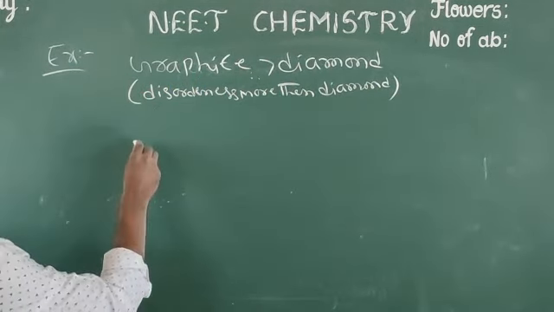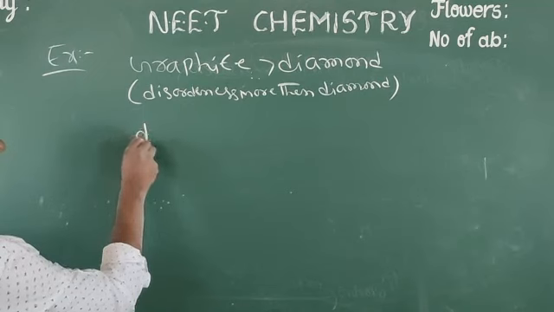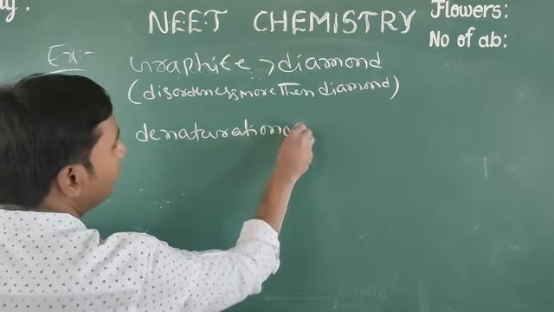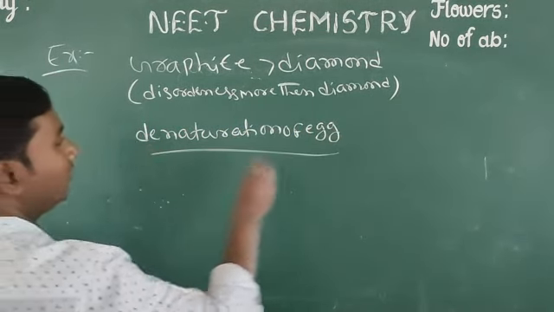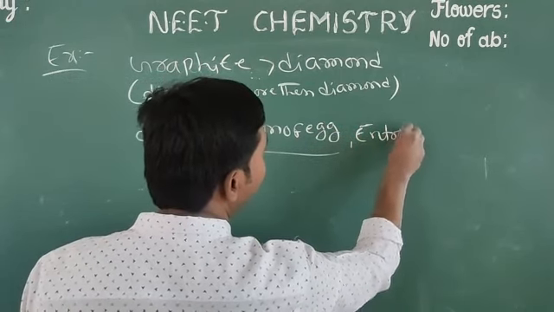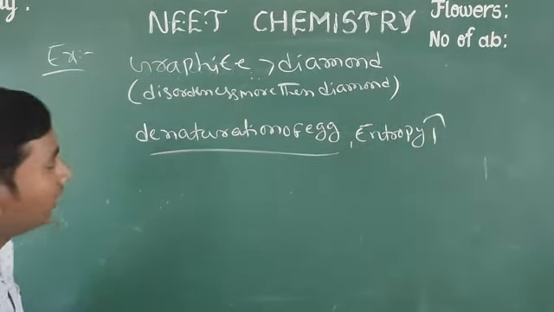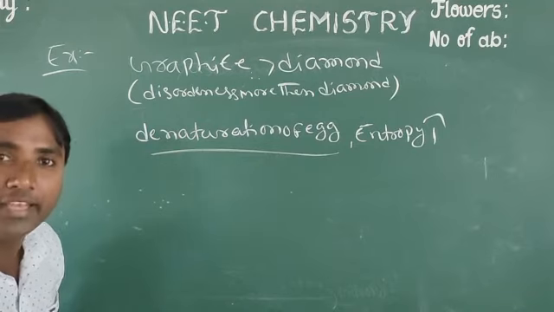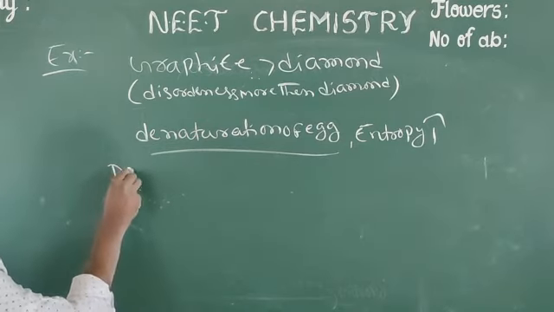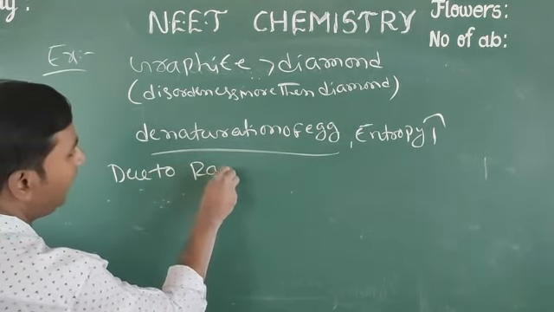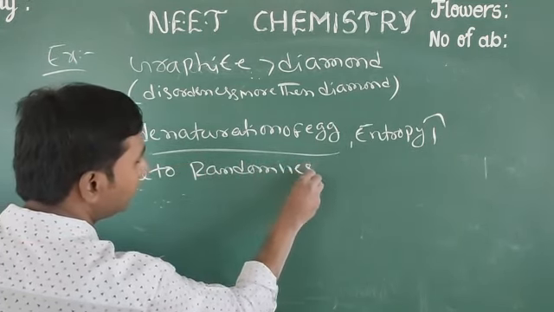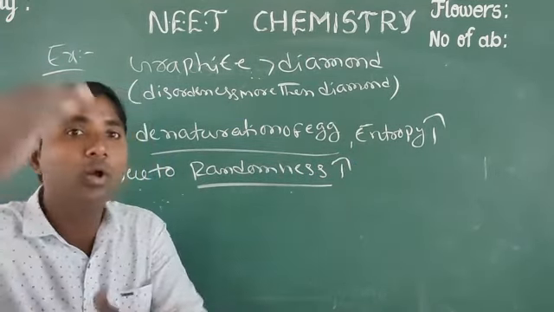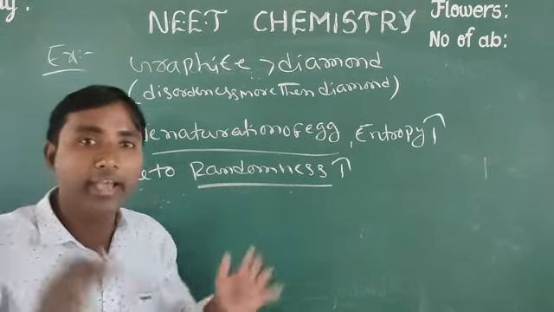Next, denaturation of egg. In the denaturation of egg, entropy increases due to increased randomness. So the reason entropy is more in the denaturation of egg is that randomness increases.